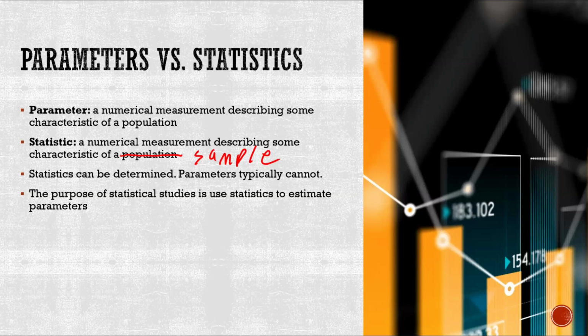Questions here. And you can match the letters. Parameter starts with a P, I'm actually just noticing this right now, and a parameter is a measurement for a population. So P with P, statistics are with samples, S and S.